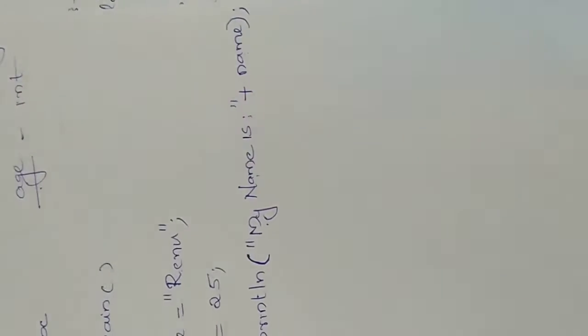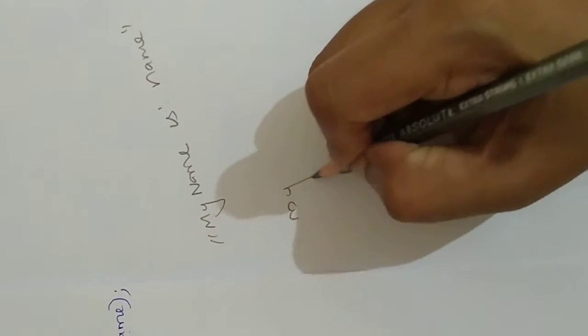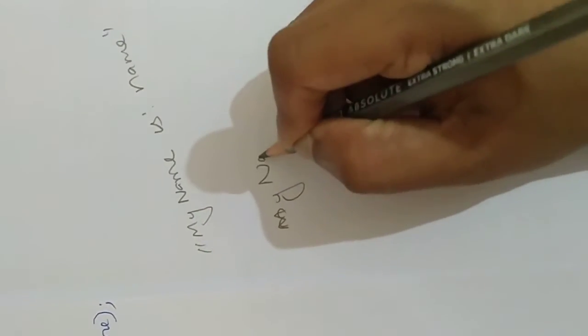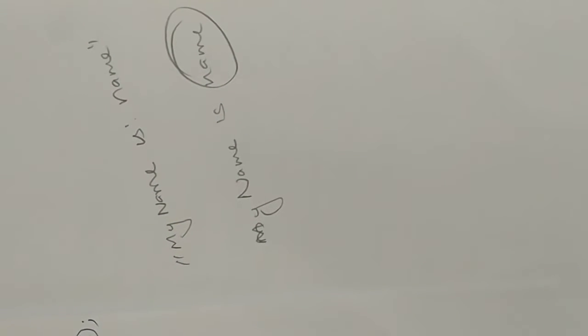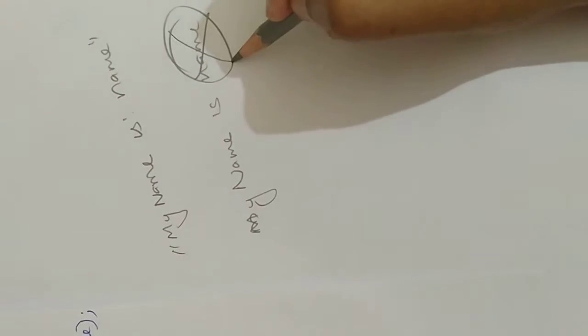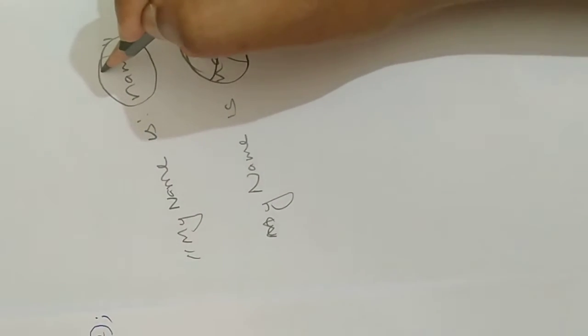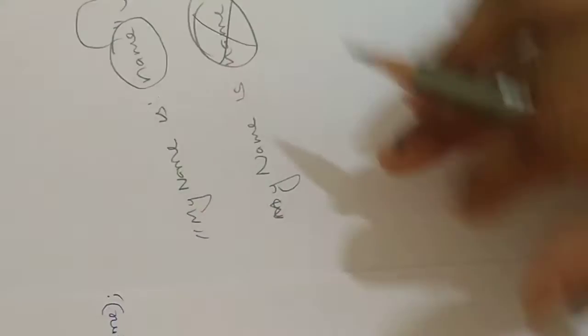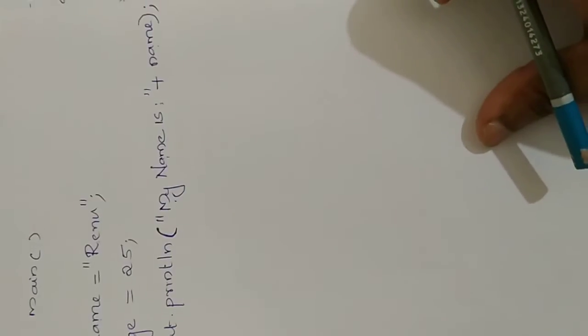If you put it inside the double quotes, for example my name is name, then in your output it will print my name is name. It will not print your name, it will just print that word name. So to avoid this, if you want to print the variable's value, it should come outside the double quotes. That is what I have done.